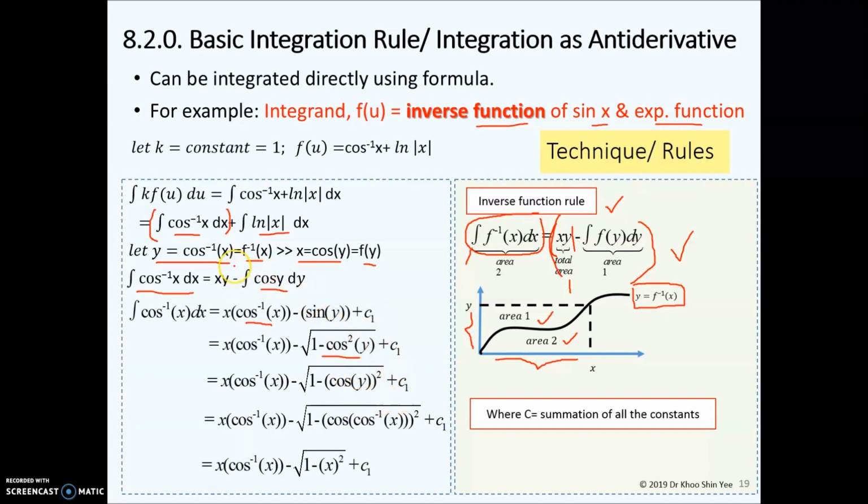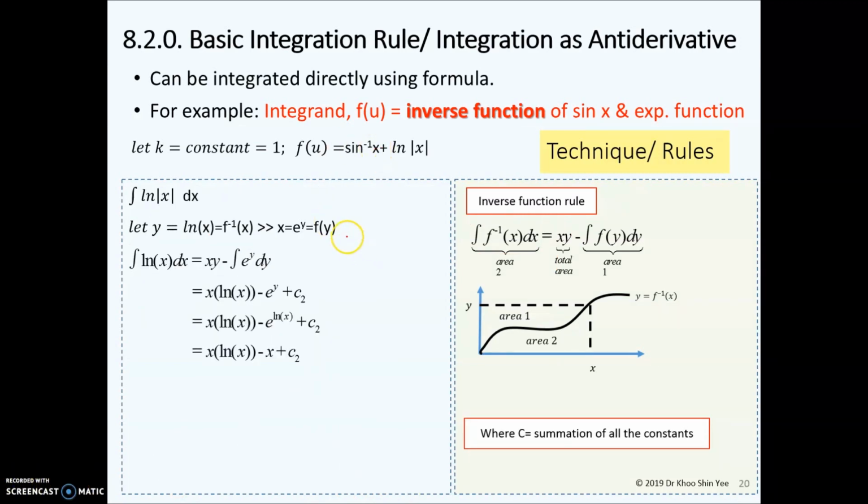Okay, so you substitute the y here, you get this. So cos multiply inverse cos, this term can be cancelled off. You get the cos only. So this is your final answer. So by using the same approach, we can solve for the ln x.